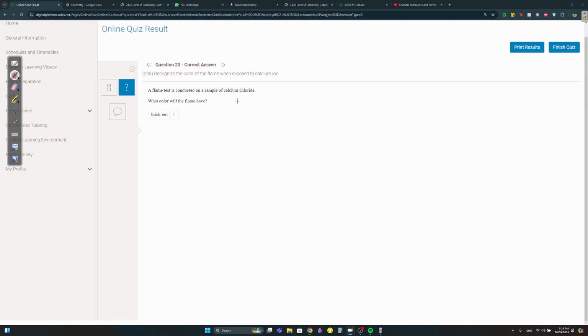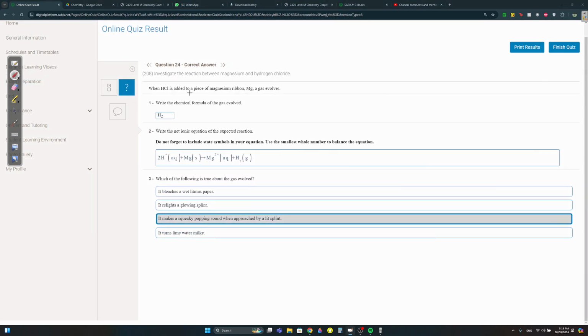A flame test is conducted on a sample of calcium chloride. So we're flame testing, and in this case what will the flame test detect? It detects calcium, and for calcium what will it be? Brick red, not normal crimson red, no, brick red. So it's kind of more orangey. You know what I mean?